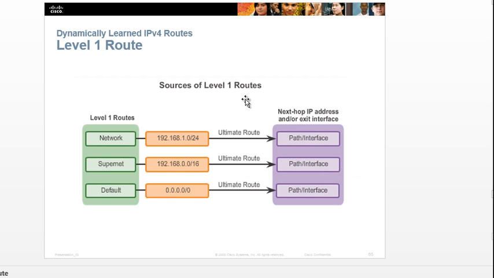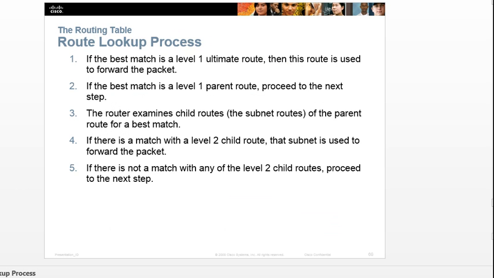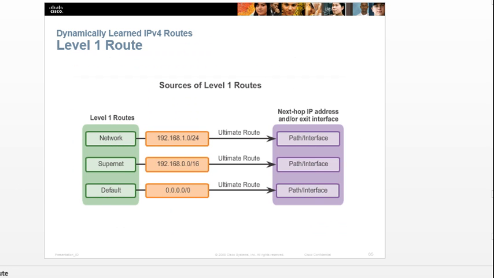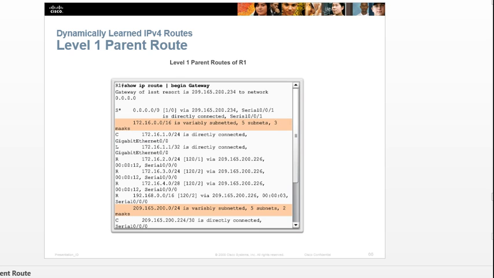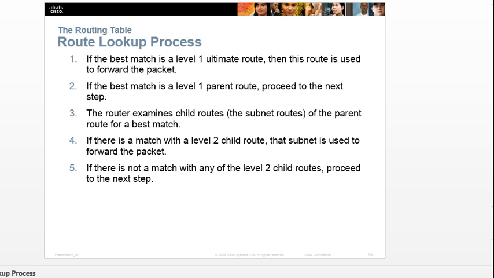A level 1 route, here you see, is a network that can lead to an ultimate route through an interface. So here we've got another level 1. Then a level 2 child route is a route that goes to a level 1 route.